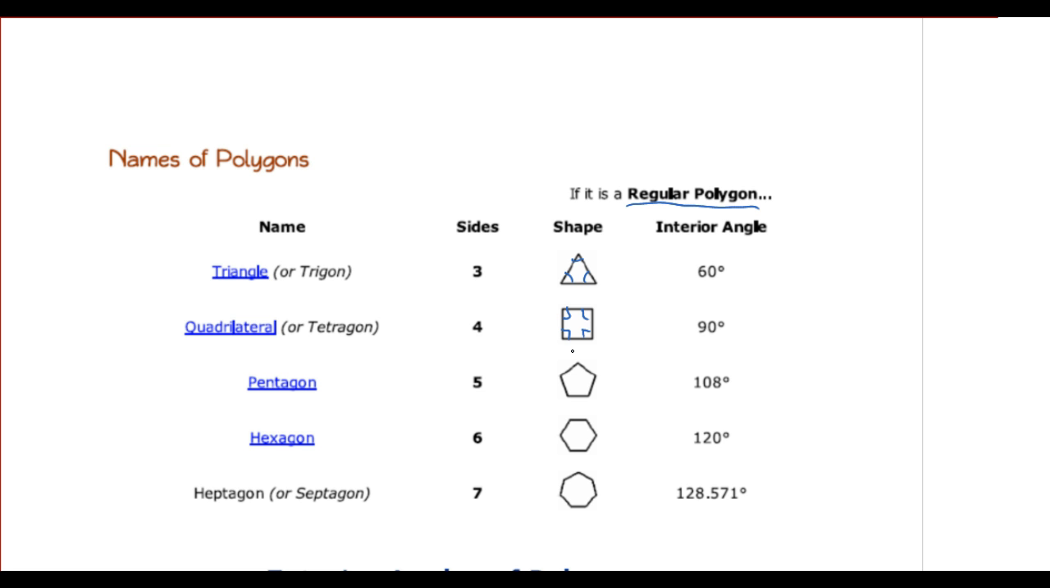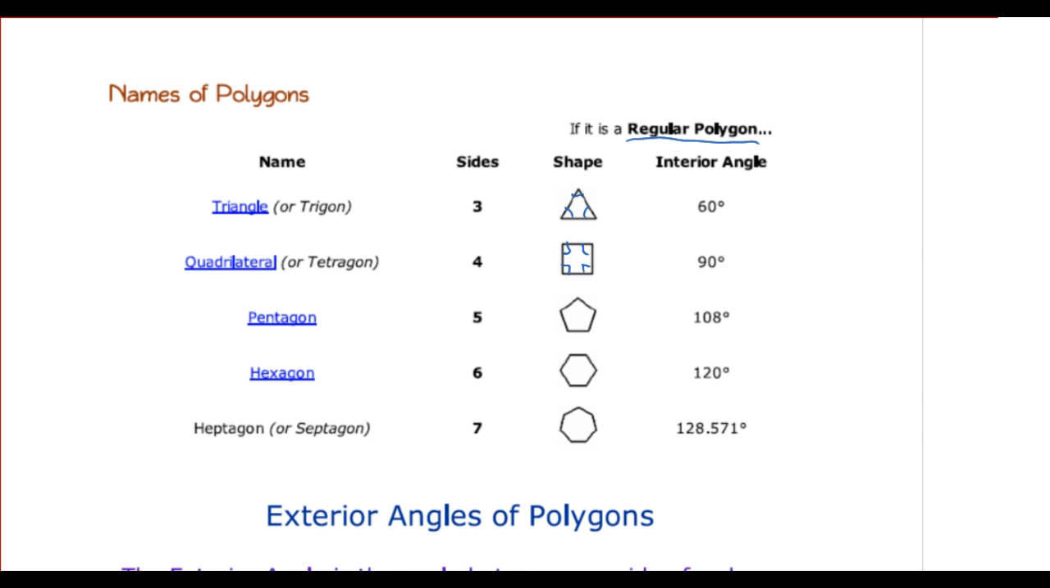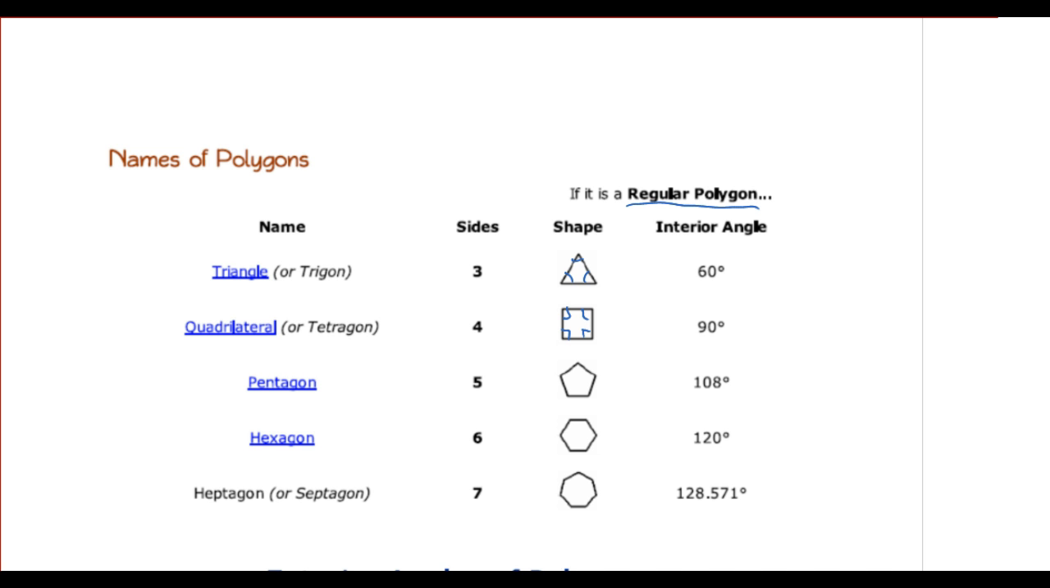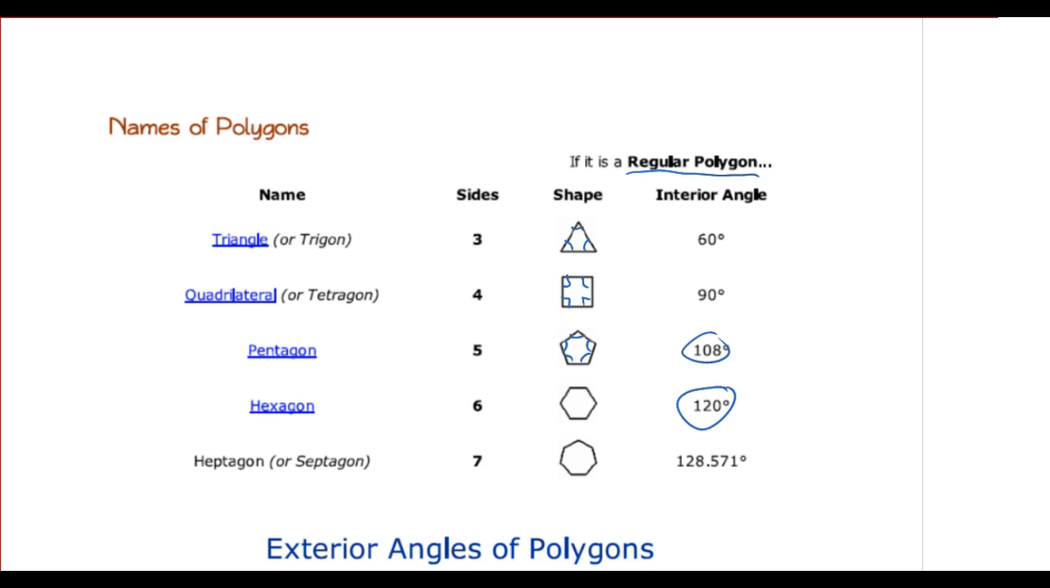90 degrees. For a pentagon, all the angles add to 540, and if you divide that by 5, you will get 108. So all of these here are 108 degree angles. Hexagon is 120 if it's a regular hexagon, and then a heptagon. This one does not have whole numbers, so it's 128.571. A little bit hard to remember that one.